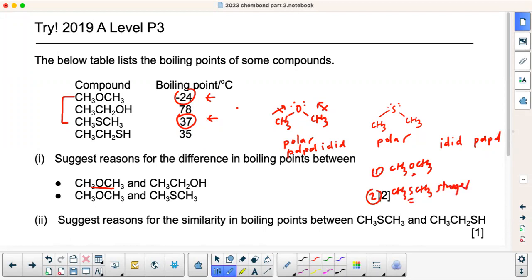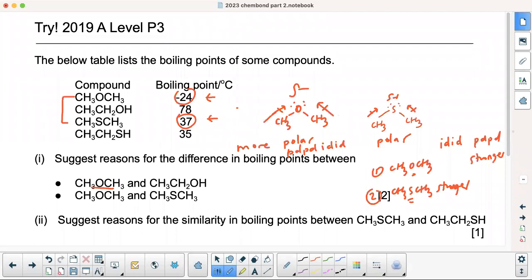Who has greater PD? PD is about who is more polar. Who is more electronegative, O or sulfur? O has more delta minus, right? If I draw the dipole moment, I draw a longer dipole moment here, and this one slightly shorter. The one that's more polar has the stronger PD. Got it? So in terms of PD, this one is stronger, because more polar means stronger PD.